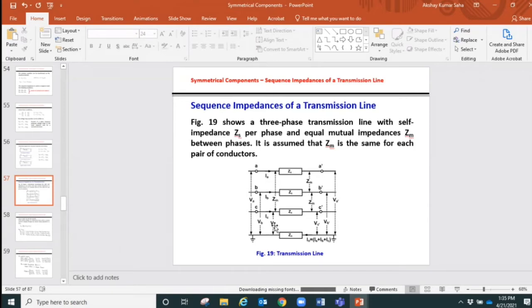So IA, IB, IC are there, and the impedances of each phase are ZA, ZB and ZC. On the neutral there is also an impedance, which is Zn. And the mutual impedances, we assume that they are the same in between the phases AB, BC and CA. So they all are the same, and we assume them as Zm. M is for mutual impedance between them.